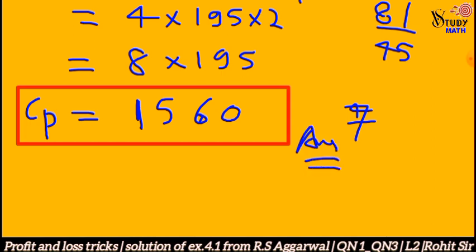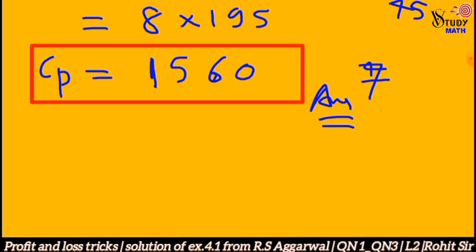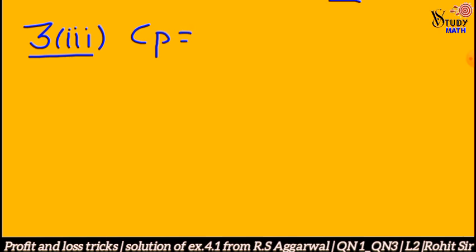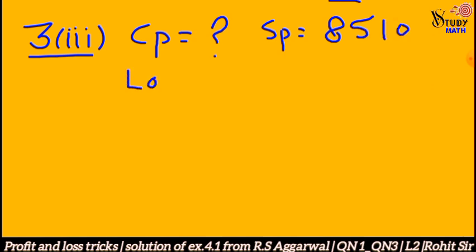Now move to the next question. Question number 3, part 3. We have to find CP again. SP is given here, 8510, and loss percent is given this time. Loss percent is given here, 8%.